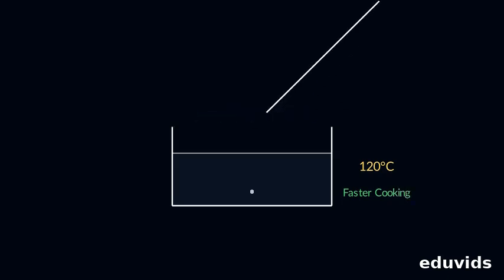Let's try a quick check. Imagine you open the cooker lid early. The pressure suddenly falls back to 1 atmosphere. The super hot water flashes into steam, and you see that dramatic cloud.